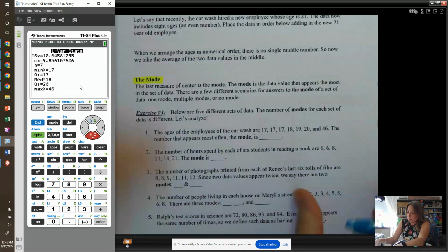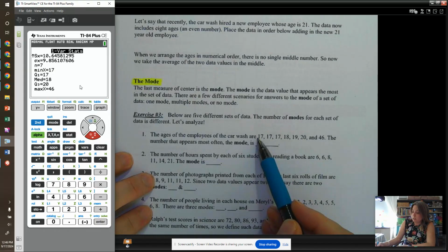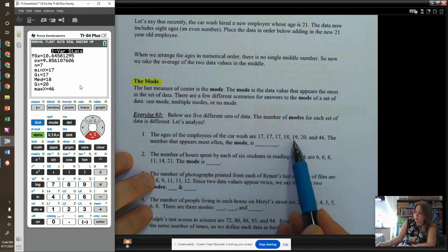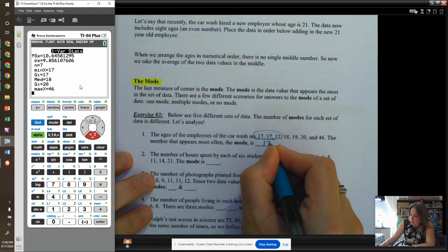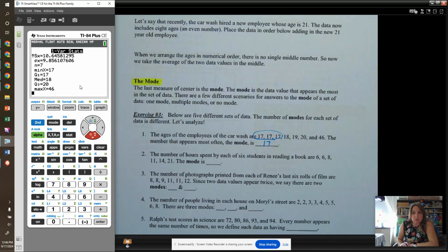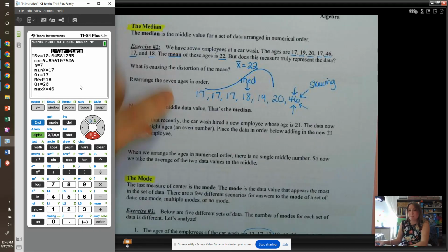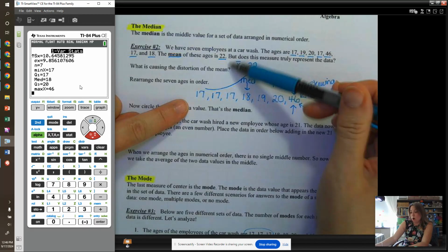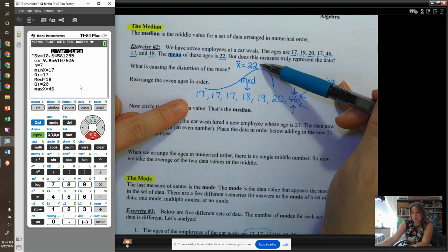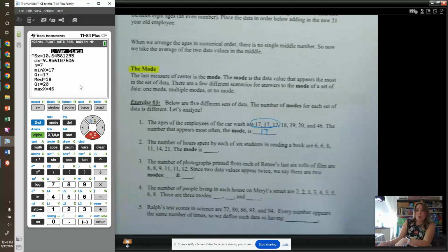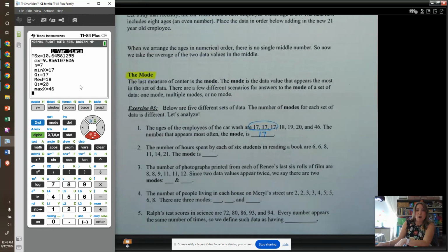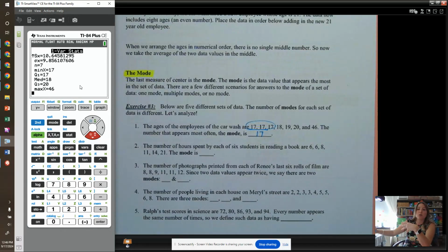All right, let's look back at the employees of the car wash, 17, 17, 17, 18, 19, 20, and 46. Who's used the most? Just 17, so our mode is 17. Notice if we think about that very last thing we just did, that 17 is nowhere near the average, nowhere near the mean. And so that does tell me that there's a skew there when that is the case. That amount that's used most is farther away from the mean. The mean is higher than that.